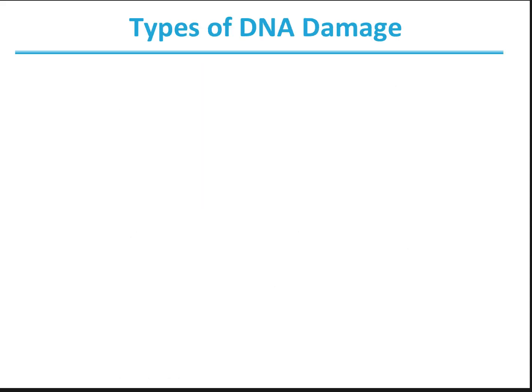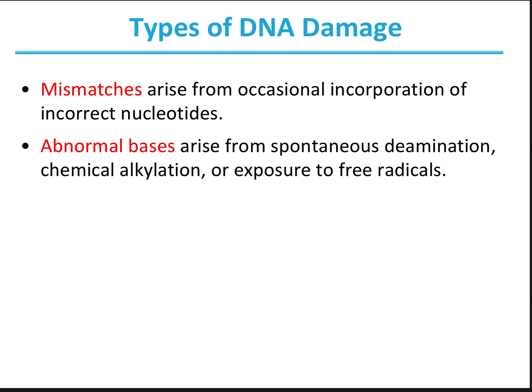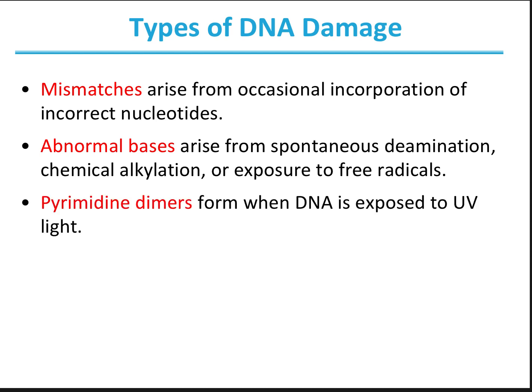So there are several types of DNA damage that we'll talk about. The first is mismatch. Mismatches arise from occasional incorporation of incorrect nucleotides. There are also, in DNA damage, abnormal bases. These arise from spontaneous deamination, chemical alkylation, or exposure to free radicals. So basically chemical alterations of the DNA.